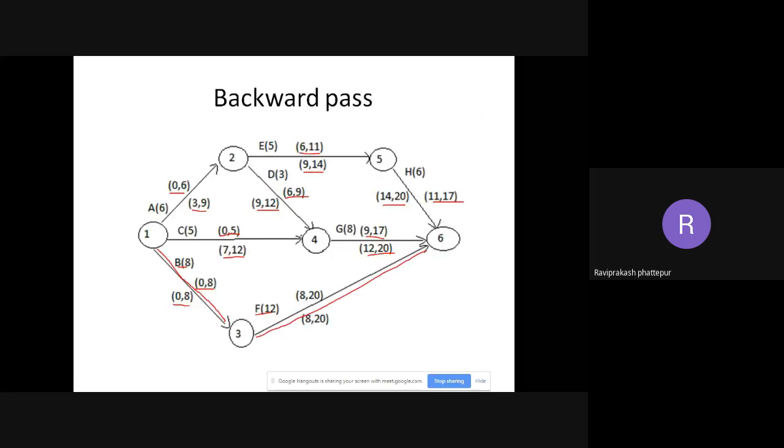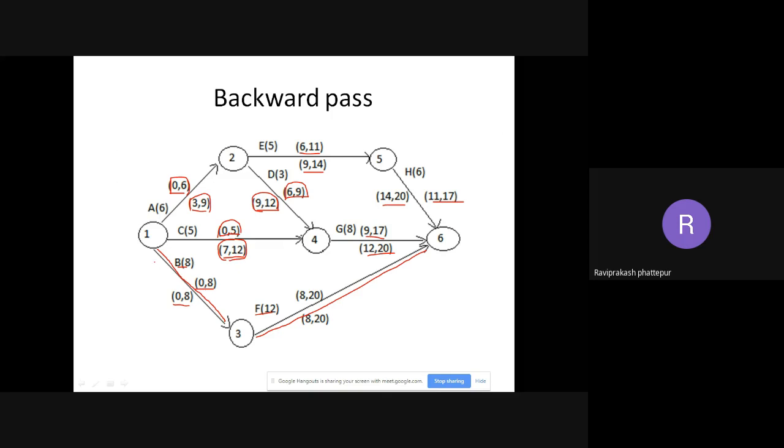Fine. So here I'll explain once again. See here, for this, we need to just check which all are same. So here it is 0, comma 6, 3, comma 9. No, it's not same. So here it is 9, comma 12. Okay, and 6, comma 9. It's not same. Okay, 0, comma 5, 7, comma 12. No. But here if you see 0, 8 and 0, 8.